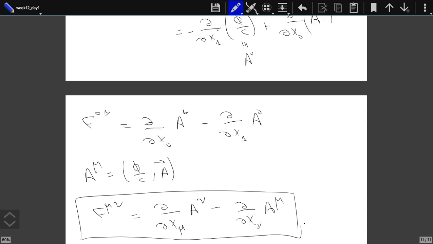The A you're talking about is the vector potential. Anyway, we will continue and pick it up from here on Friday.